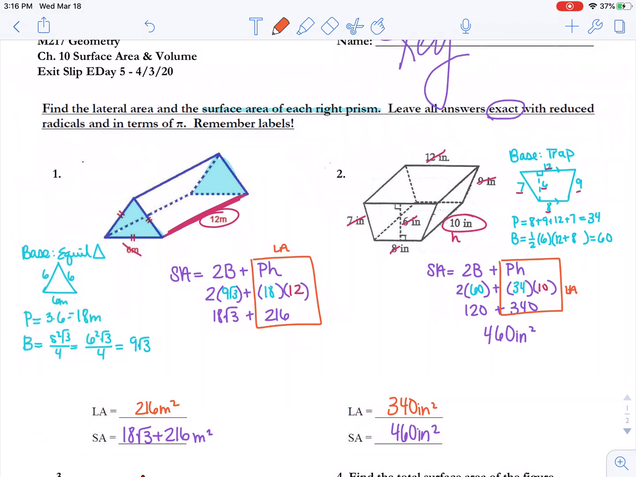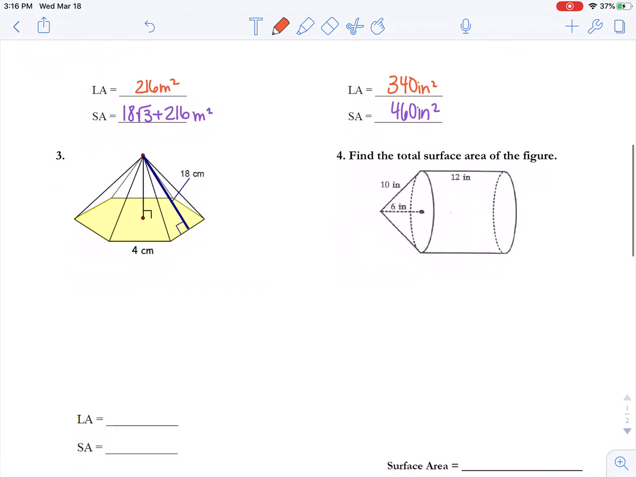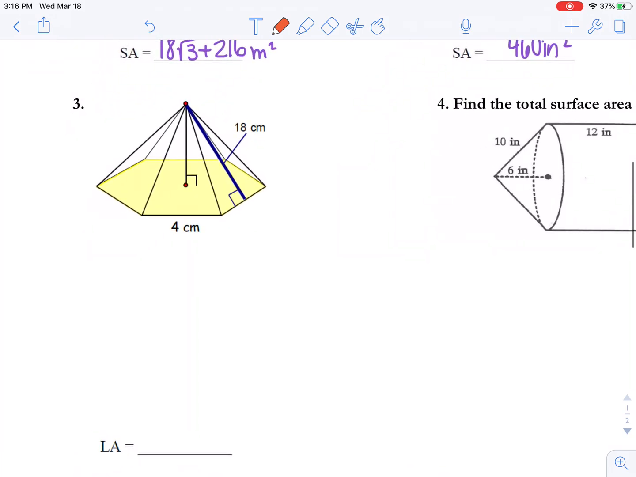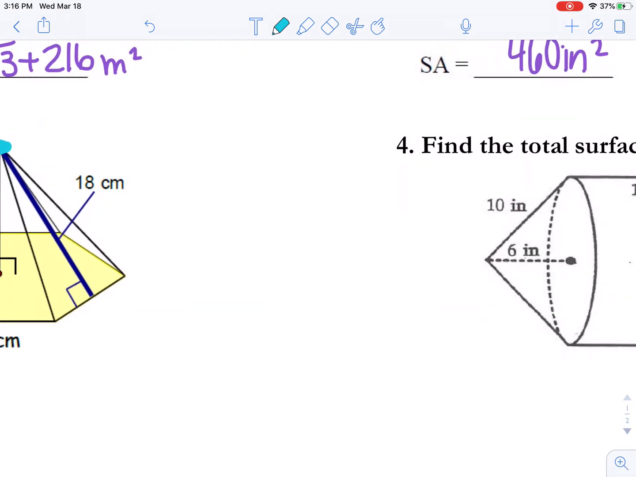All right, those are our two prisms. I hope those made sense. Let's move on down. We're looking at number 3, a pyramid. So this one's pretty obviously a pyramid because that one yellow shaded hexagon at the bottom and the shared vertex up at the top tells us that this is a pyramid.